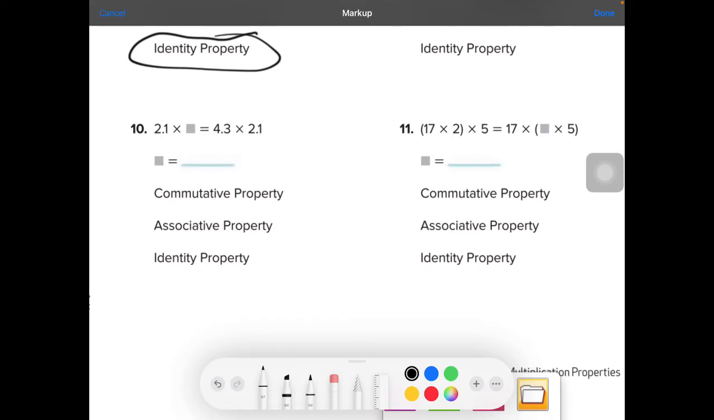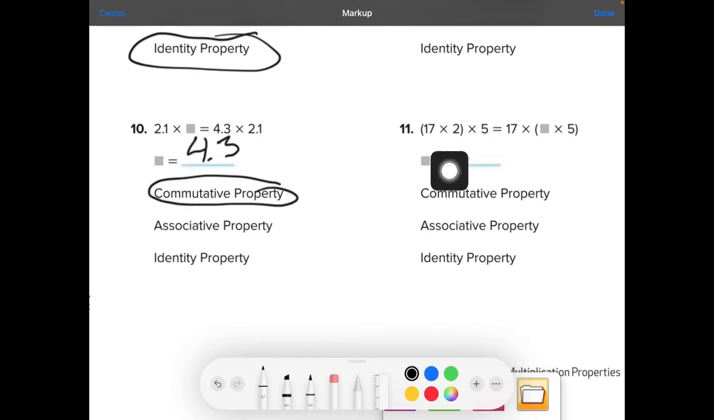And number 10. It looks like the commutative one again, because we have a 2.1 and a 2.1. All we're missing is the 4.3.